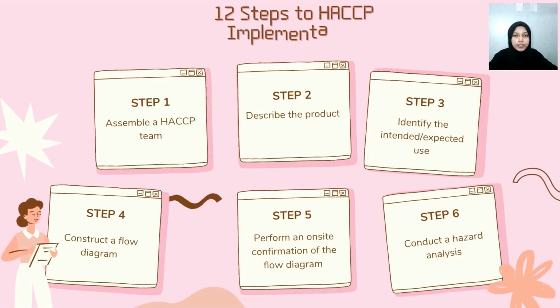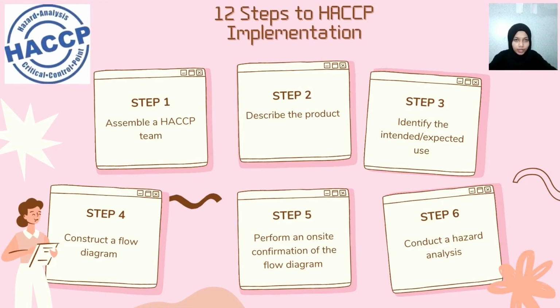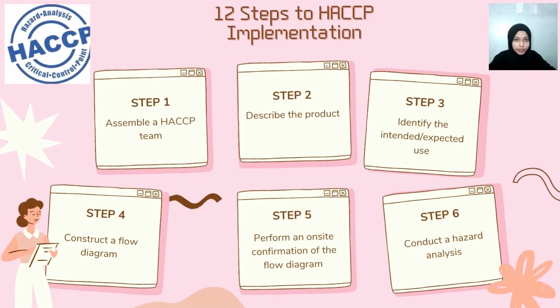Steps to HACCP implementation. Step 1. Assemble a HACCP team with the appropriate product-specific knowledge and expertise to develop an effective food safety plan. Step 2. Describe the product in full detail. Step 3. Identify the intended or expected use of the product by the end user.